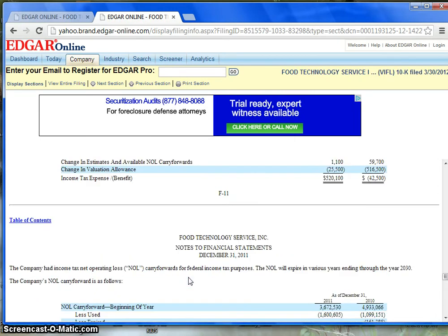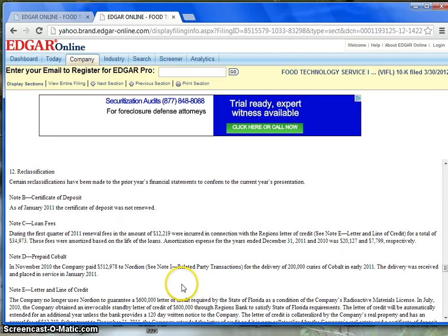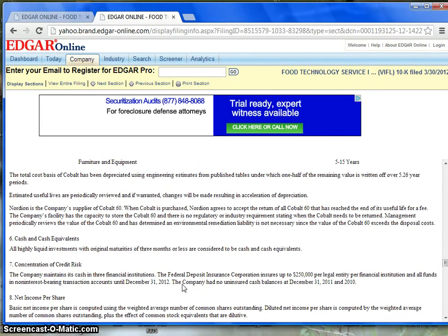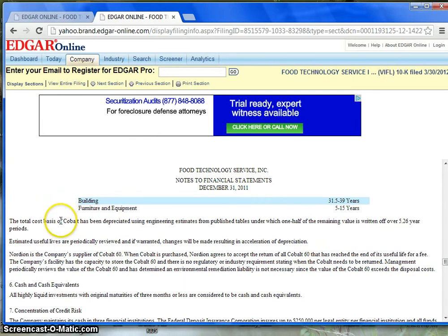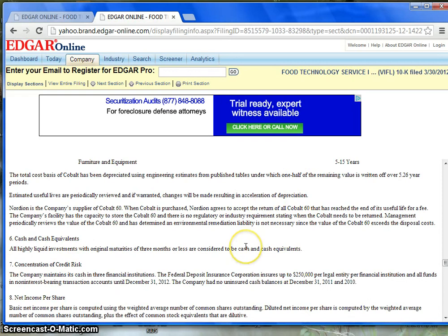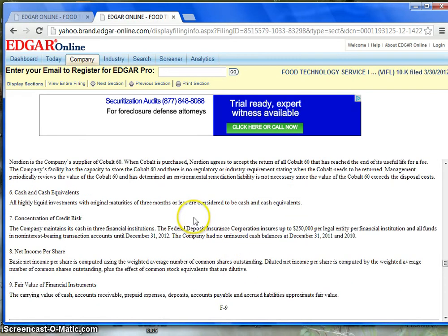So if we go into the 10K, we can find under our depreciation, bear with me as we look through it here. Okay, so as of here, the total cost base of a Cobalt has been depreciated using engineering estimates from published tables under which one half of the remaining value is written off over 5.26 years. So basically, they're depreciating it over 5.5 or 5.25 years, which is the half-life of the Cobalt 60. So the useful life of this is 5 years.